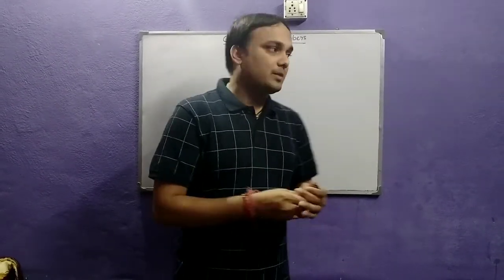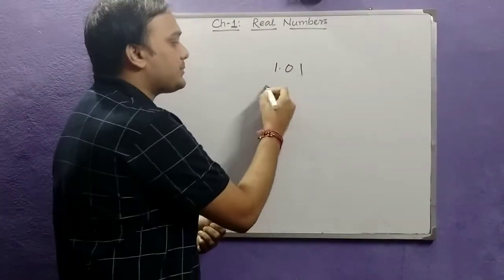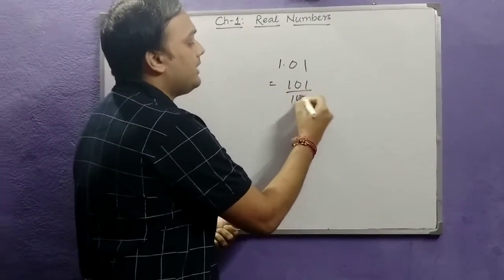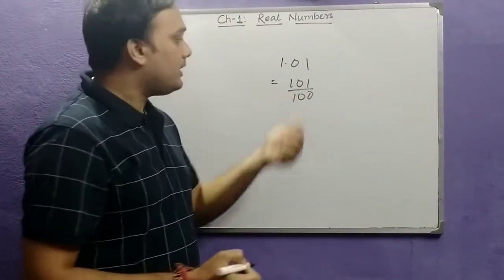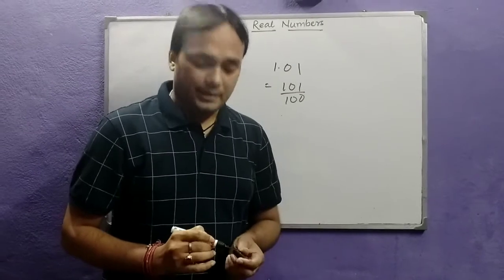Why? Because the terminating decimal numbers can be expressed in the form of p by q. Suppose I have a terminating decimal number like 1.01, I can express this as 101 by 100. It can be expressed in the form of p by q and it's already in the simplest form. So it is a rational number.